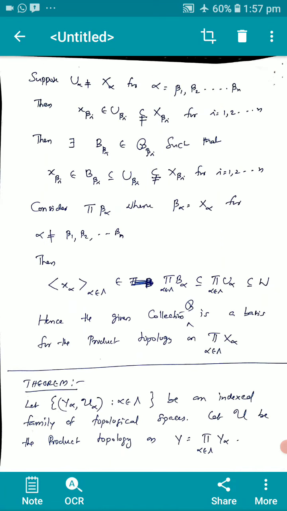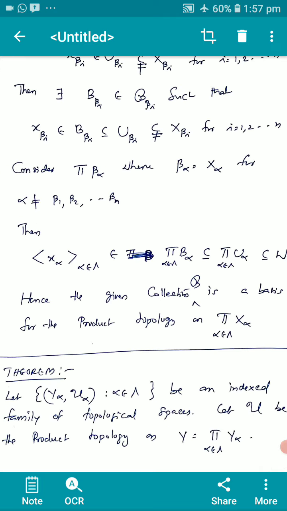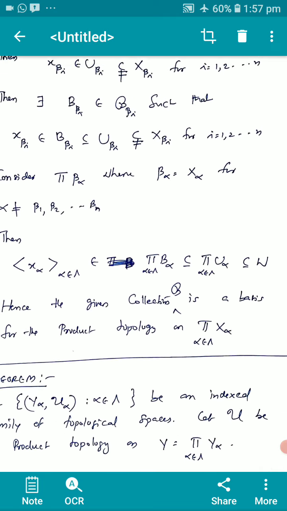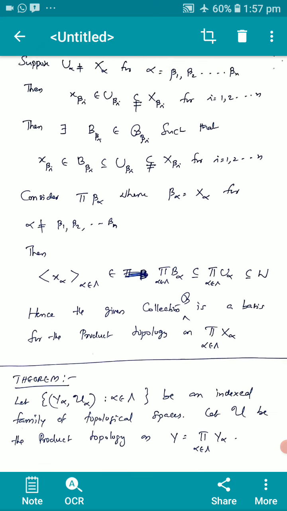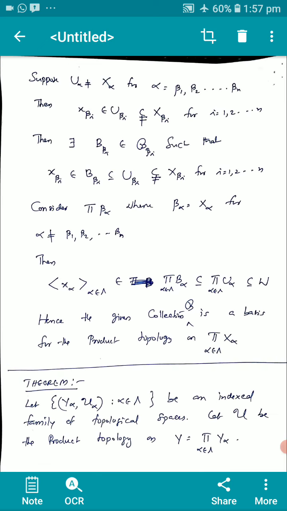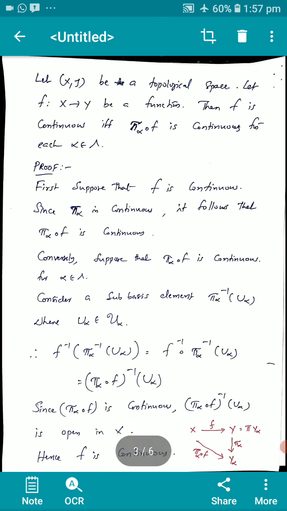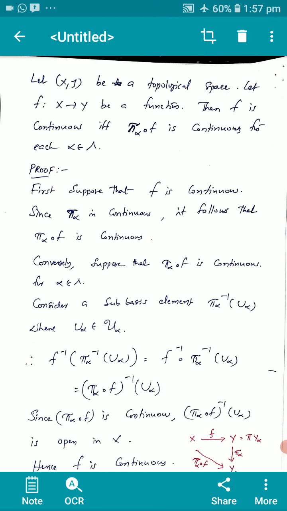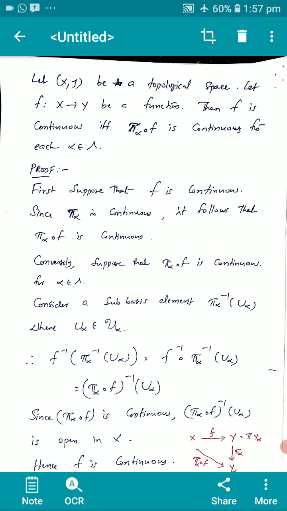Coming to the next theorem. Let (Y_alpha, U_alpha) be topological spaces, alpha in the index set, an indexed family of topological spaces. Let U be the product topology on the product space Y equal to the product of Y_alpha, alpha in the index set. Let X be a topological space. Let f from X to Y be a function. Then f is continuous if and only if pi_alpha composite f is continuous for each alpha in the index set. So both the necessary and sufficient parts you have to prove.